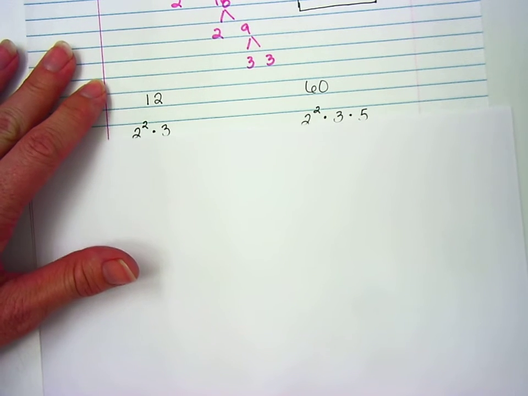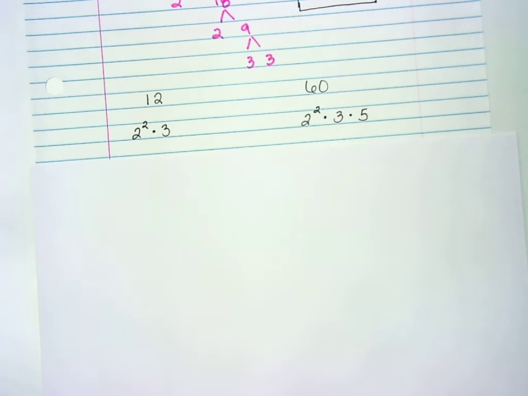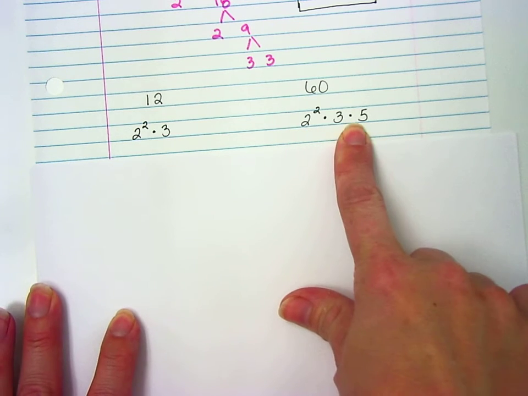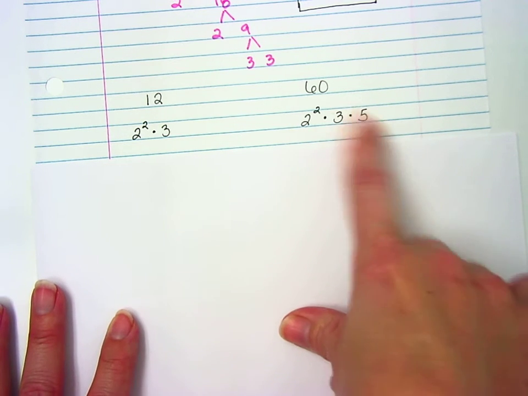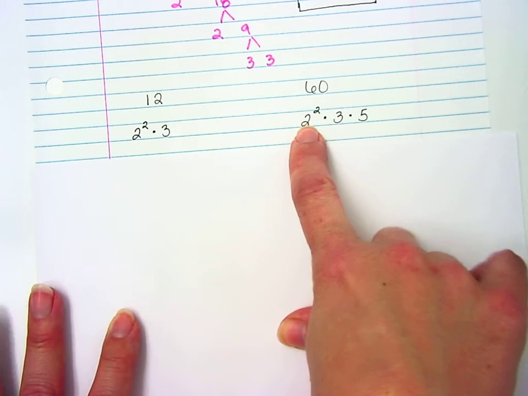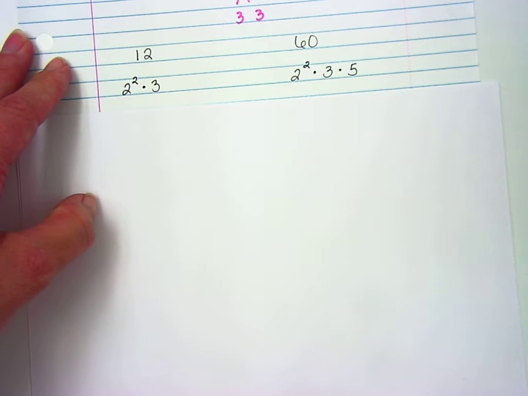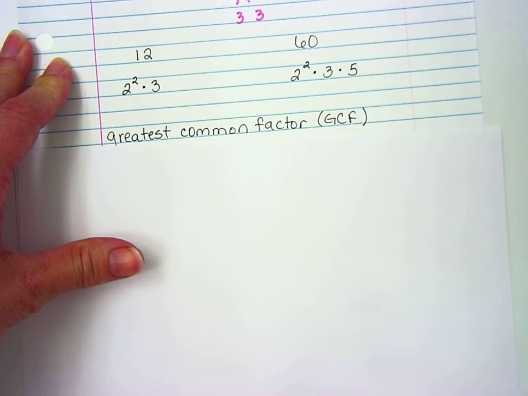Okay, so once you do your prime factorization for 12 and 60, let's check really quick. For 12, you should have 2 squared times 3, and for 60, you should have 2 squared times 3 times 5. Notice I am putting the bases in order from least to greatest. Exponents don't matter, you're looking at the order of the bases, least to greatest. And then we're going to move over to greatest common factor.